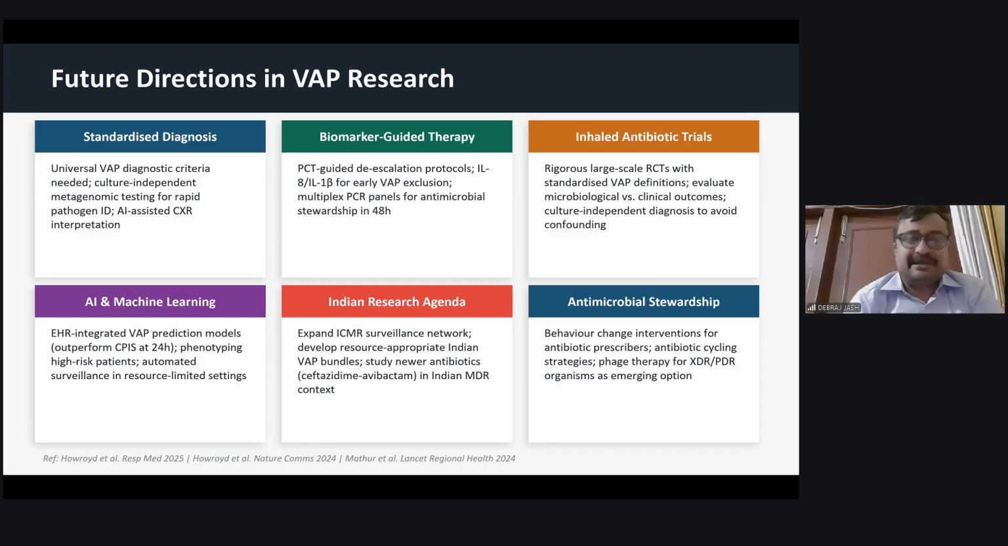Inhaled antibiotics: apart from colistin, other inhaled antibiotics may come. AI may help us in predicting VAP. Indian research agenda is to find out newer antibiotics apart from ceftazidime avibactam, and antimicrobial stewardship. The behavioral change interventions are very important.